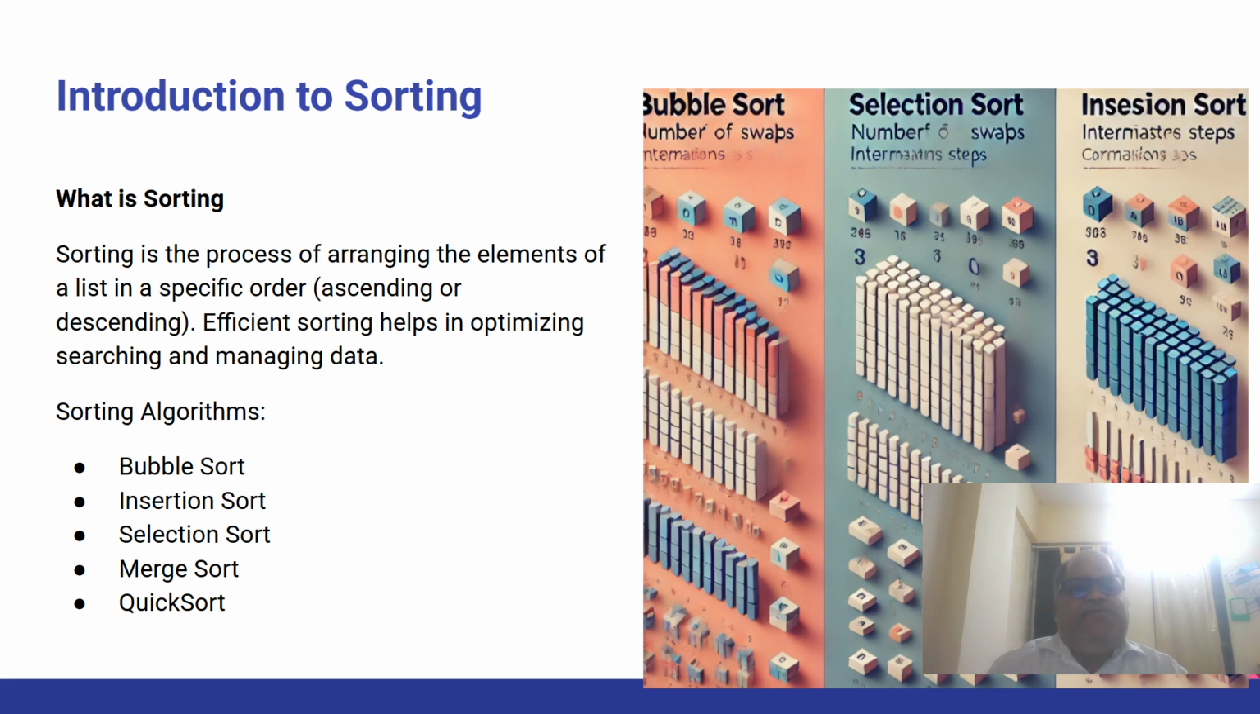So sorting is the process of arranging the elements of a list in a specific order that could be either ascending, which means it increases as you move from left to right, or descending, which means it decreases as you move from left to right. Efficient sorting helps in optimizing searching and managing data better.